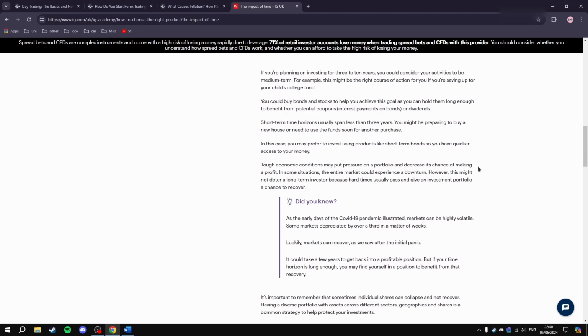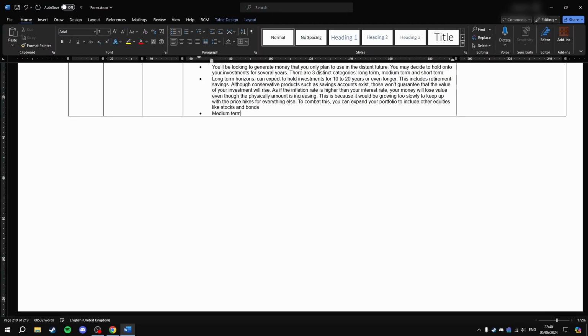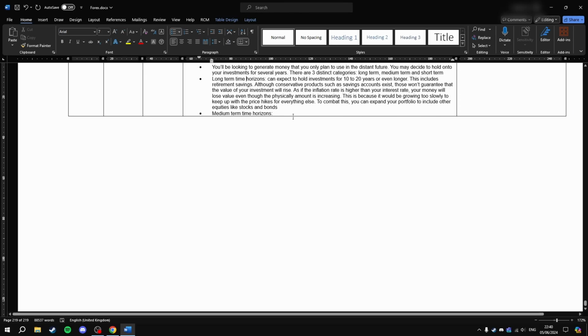If you're planning on investing for 3 to 10 years, you could consider your activities to be medium term. So medium term time horizons: three to 10 years.